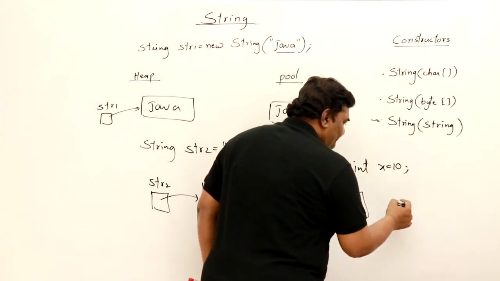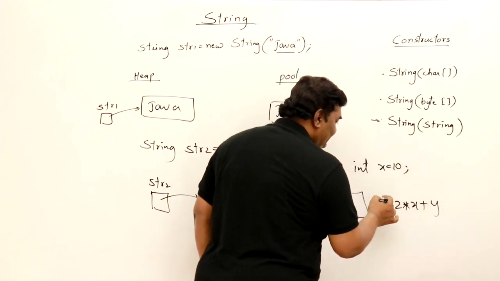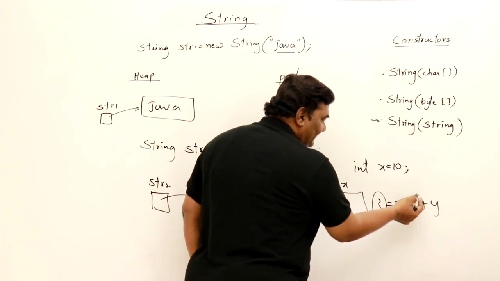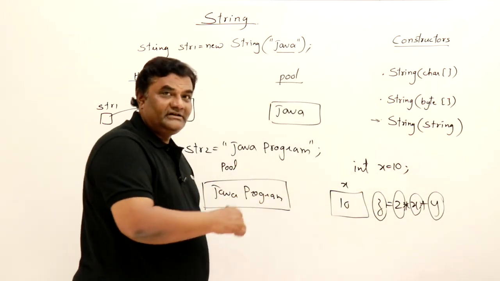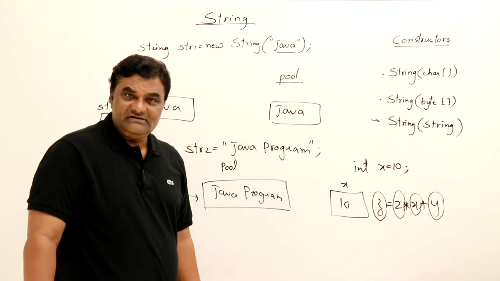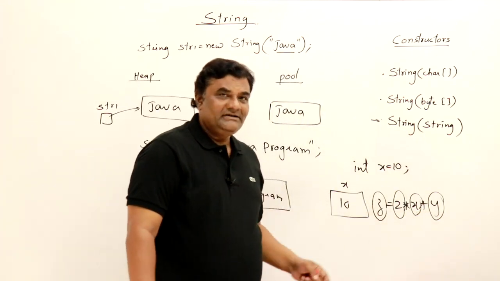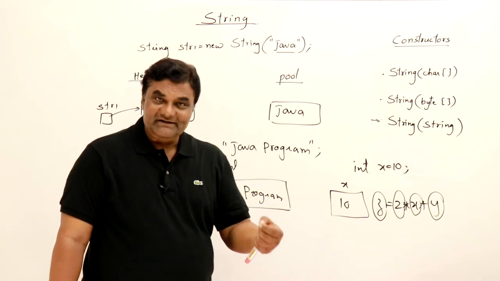If I write somewhere 2 into x plus suppose y assign z, if I write an expression like this, then in this z is a variable, x is a variable, y is a variable. What is this 2? 2 is a literal. It's a literal constant. X will occupy space, y will occupy space, z will occupy space. What about 2? Also occupy a space. So literals also occupy space.